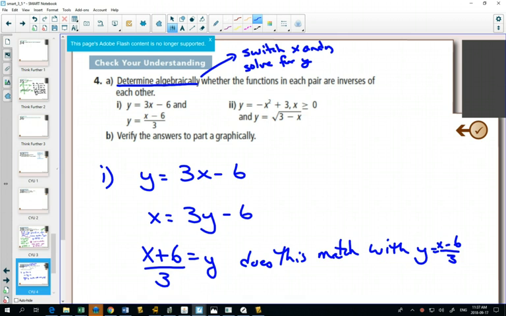Are x plus 6 divided by 3 and x minus 6 divided by 3 exactly the same thing? No. So we can say in A, no. They are not inverses, because those equations need to match up in order for them to be inverses of each other.